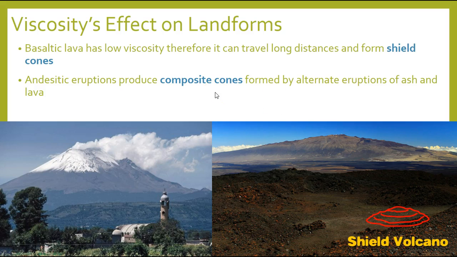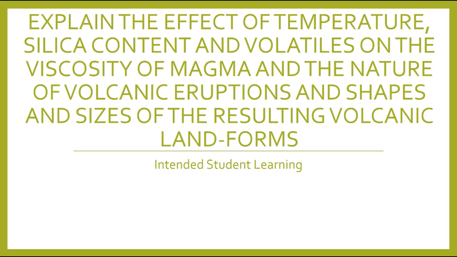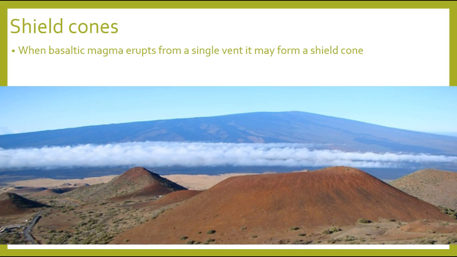Whereas andesitic eruptions like Mount Etna, for example, produce what we call composite cones or stratovolcanoes that are formed by alternating eruptions of ash and lava. And they have much steeper slopes and are, I guess, what you would consider to be a more typical shape of a volcano. So you should now be able to explain the effect of temperature, silica content, and volatiles on the viscosity of magma and the nature of volcanic eruptions and shapes and sizes of their resulting volcanic landforms.